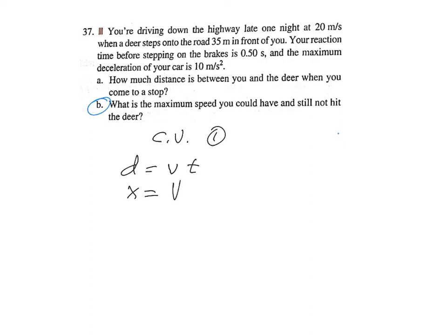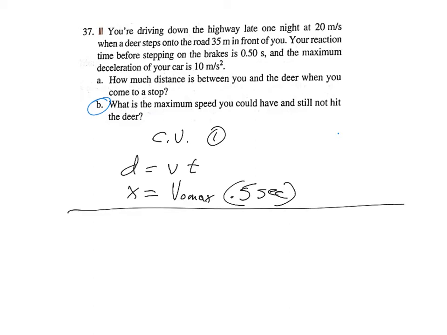Your velocity, we don't know what it would be. It'd be VO, your initial velocity max. That's what I'm going to call it. That's my new x, and my time is 0.5 seconds. So I have 2 unknowns. I'm kind of stuck with 2 unknowns. When you have 2 unknowns, you go to part 2. Part 2, I'm going to pull this one out: V squared equals V initial squared plus 2ax.